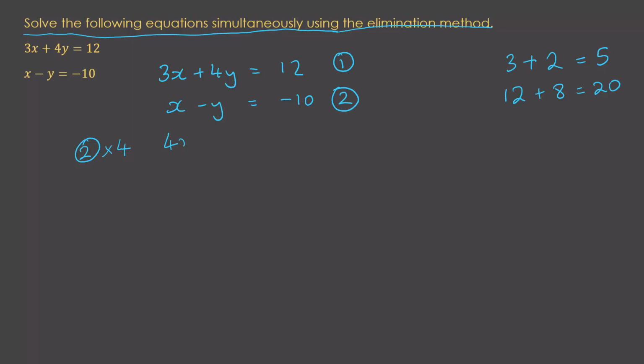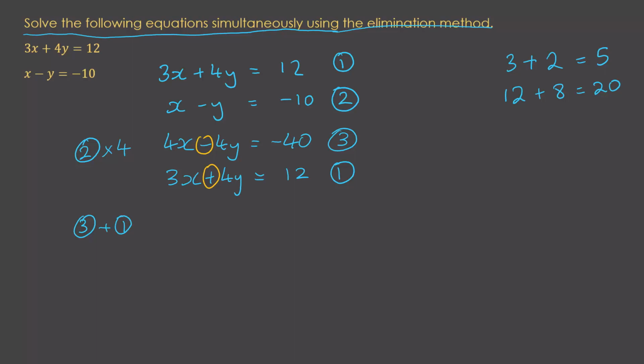So I'm going to get 4x minus 4y, and that's going to be equal to negative 40. And I'm going to call that equation 3. And then equation 1 I'll write down again here. And now I have the same number of y's. I've got 4y's. And if we look at the signs, one's a minus, one's a plus, those are different, so I'm going to add. So I'm going to do equation 3, and I'm going to add equation 1.